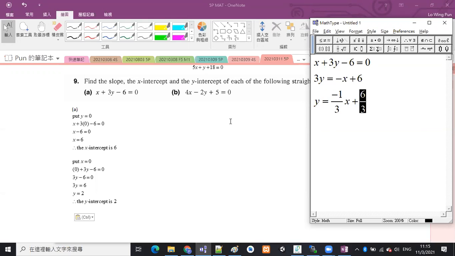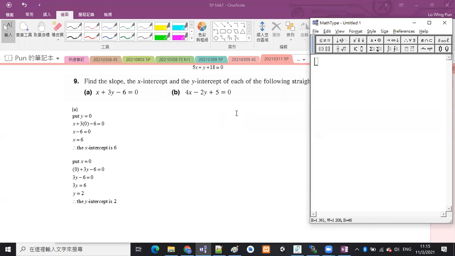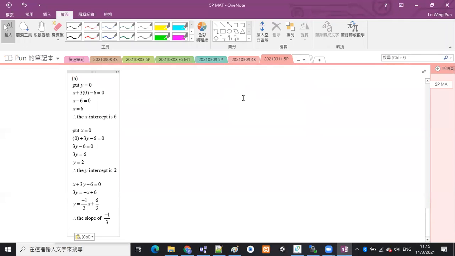Well, actually, we don't need to simplify this fraction because what we really want is the number before the x. That is negative 1 over 3. That is our slope. Therefore, the slope is negative 1 over 3. Okay, so that is the answer of part A. Then part B.